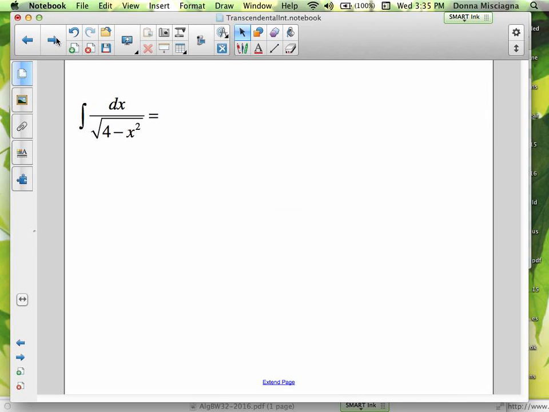So how about this one? Which of the 4 would this one be? Or excuse me, 6 would this one be? That could be the arc secant. No, arc sine. Arc sine, yep. This one is arc sine.